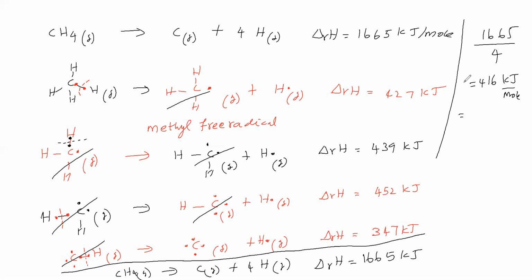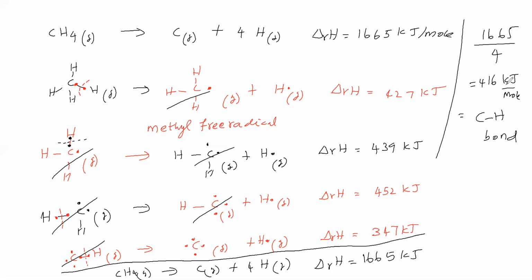So this is called the average bond dissociation enthalpy of C-H bond. We can say the C-H average bond enthalpy is this much. It is not the actual value, it is average. Therefore, for polyatomic molecules we cannot give bond dissociation enthalpy. We can give only the average bond energy, the average bond dissociation enthalpy.